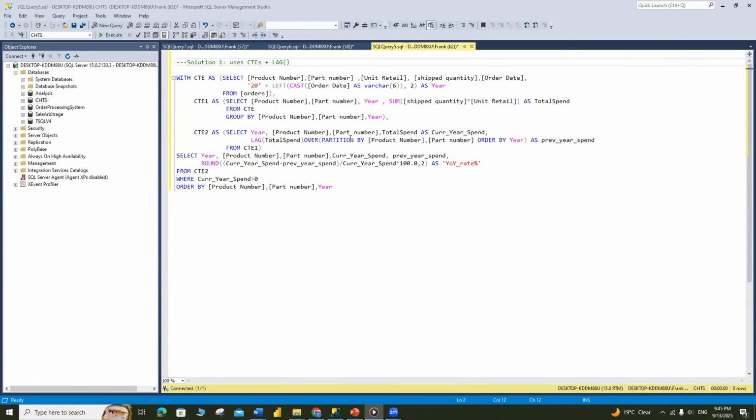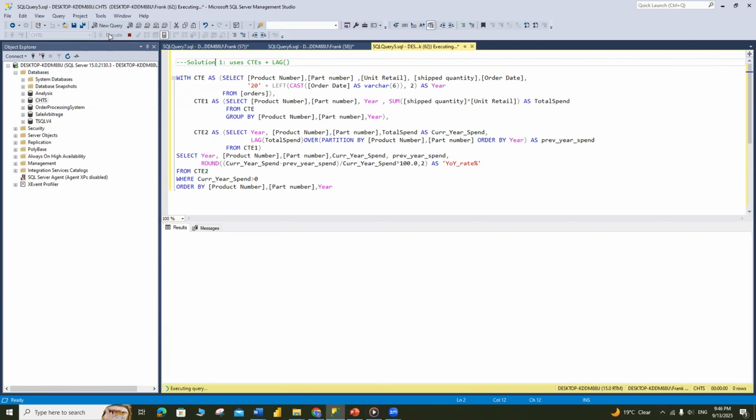We apply the lag window function partitioned by product number and part number, and ordered by year. This fetches the previous row's spend. We calculate growth rate based on the formula of current year spend minus previous year spend, divided by current year spend. The where clause is to exclude rows where the current spend is 0. This query returns the current year spend, previous year spend, and growth rate for every product and part.